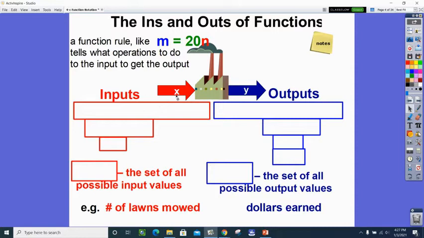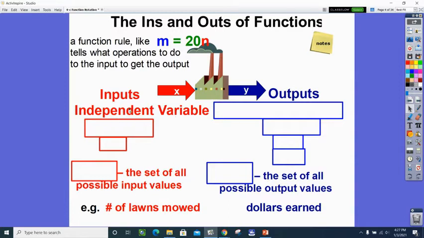So let's just talk about some words that go with the idea of an input. An input would be your independent variable. It's what you choose to put in for that variable. In this case, it's the number of lawns mowed. That would be your independent variable. Well, what is the word that goes with the output that goes with independent variable? Did you think dependent variable? You're right. And again, in that first case, that would be the dollars earned.